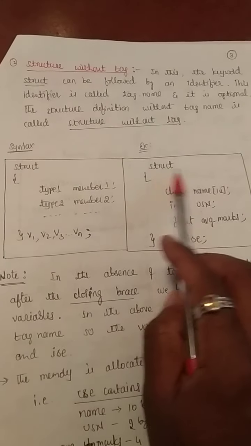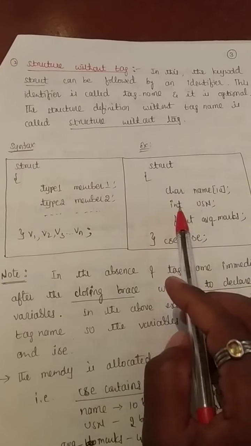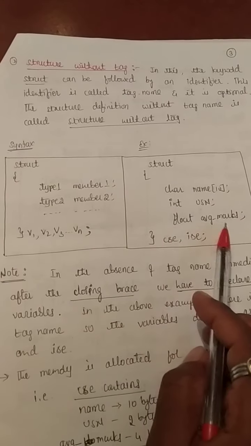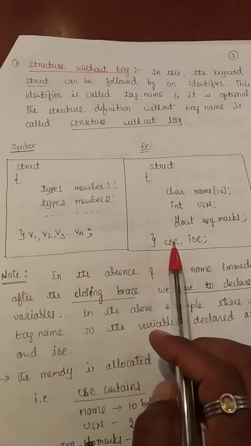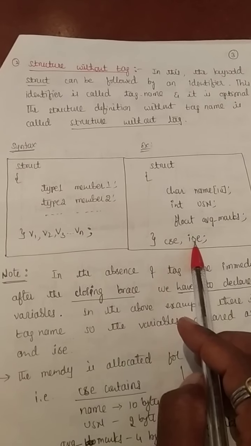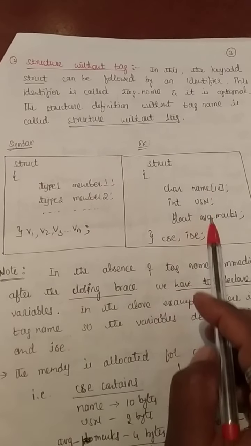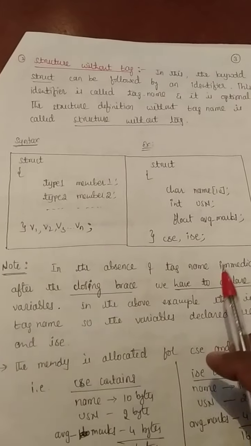Example is struct, one set of flower braces, student means char name[10], int USN, float average marks. See, CSE, ISE I have declared here only. Using CSE I can fetch name, USN and average marks. Using ISE I can fetch name, USN and average marks. So this is structures without tag.